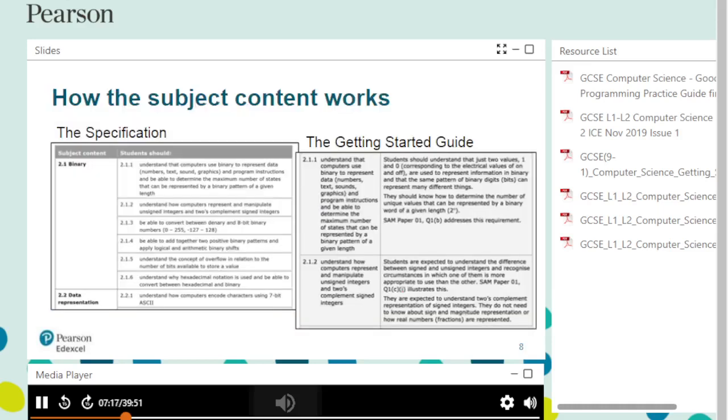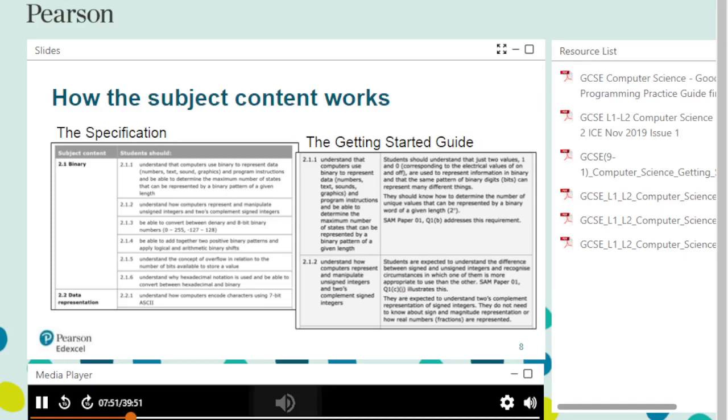You'll find it helpful to refer to the specification and the Getting Started guide, both in your download pack, for this next section. Extracts of both documents are shown side by side on this slide, so as to illustrate how the 2 are intended to work together, with the Getting Started guide providing additional information about the subject content and flagging up questions in the sample papers. That shows how the content may be assessed.